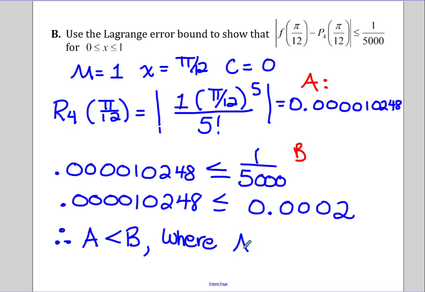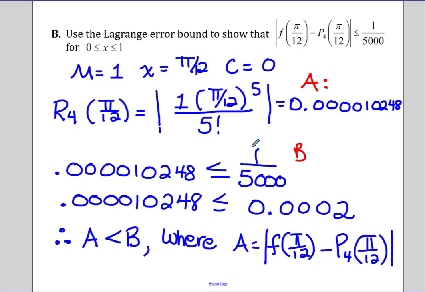because A is defined to be the absolute value of the exact minus our approximation with our Maclaurin series. Okay, so the reason I'm doing this here is so on an FRQ on the AP exam, I can establish A is this value and B is this value so I don't have to write them out over and over.